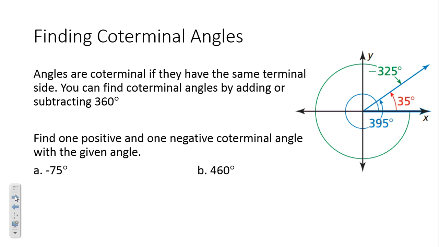So again, only write what's necessary. You don't have to copy this whole slide, but angles are coterminal if they have the same terminal side. Co means together, so they have the same terminal side together. You can find coterminal angles by adding or subtracting 360. There's your key important piece. Coterminal, same terminal side. Add 360 or subtract 360.